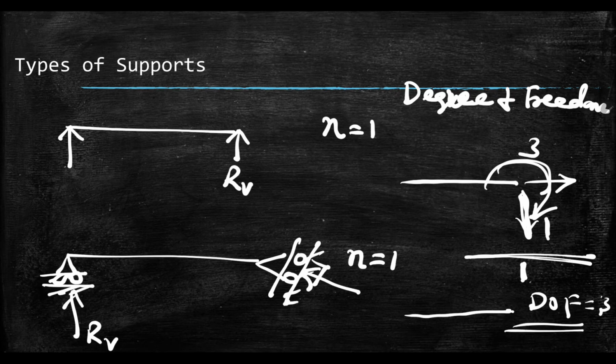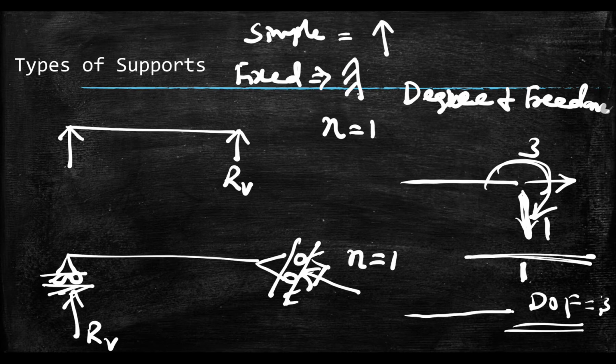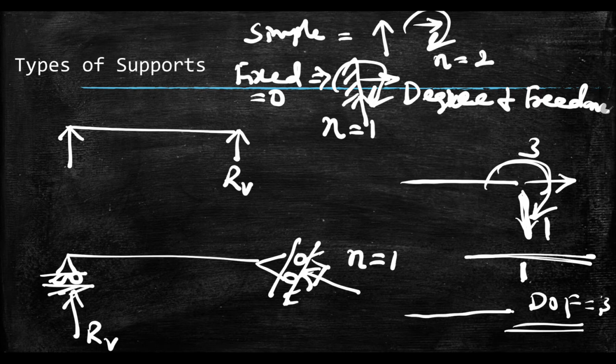In case of simple support, what will we do? We will give resistance in vertical direction. In case of fixed support, we will give resistance in all the directions. That means if I provide the fixed support, it will not allow this to move in this direction, it will not allow it to move in this direction, and it will not allow the beam to rotate. So degrees of freedom in this case is 0. That means it will not allow them. In simple support, it is not allowing in the vertical direction, but it will allow in horizontal direction, and it will allow rotation. So that's why here you will have 2 degrees of freedom in simple support.